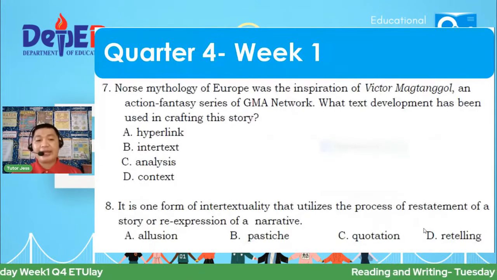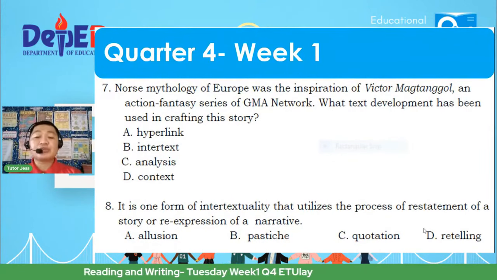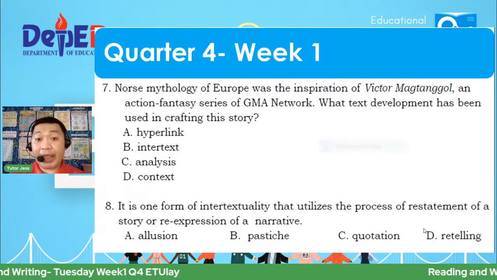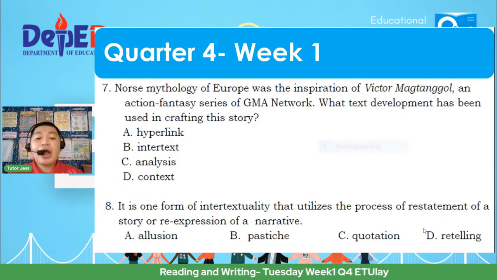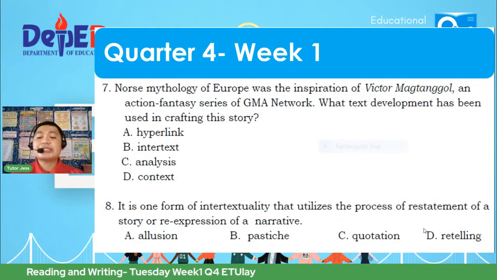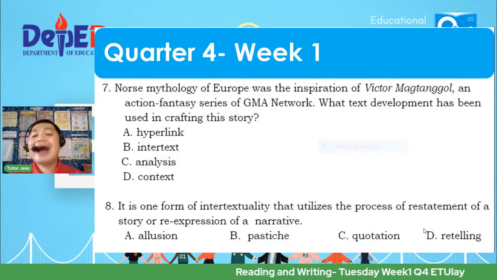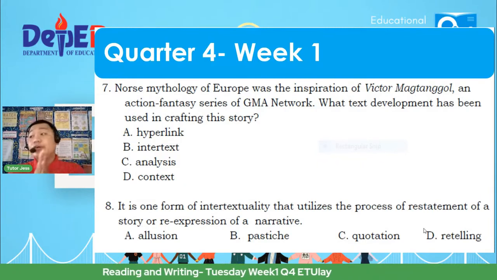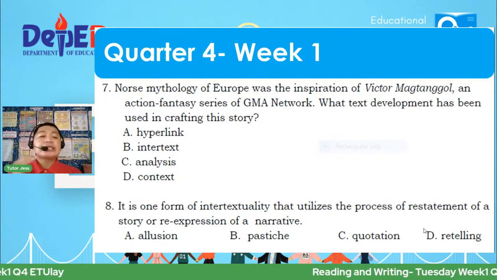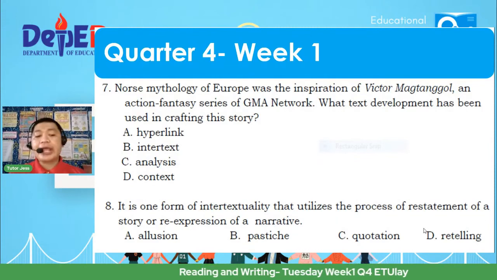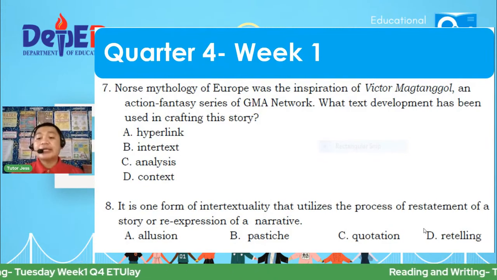Alright, number 7 and 8. Norse mythology of Europe was the inspiration of Victor Magdangal, an action fantasy series of GMA Network. What text development has been used in crafting this story? Number 8. It is one form of intertextuality that utilizes the process of restatement of a story or re-expression of a narrative. So tingnan natin ang ating answer. For number 7, A, hyperlink, B, intertext, C, analysis, D, context. Okay? Number 8, A, allusion, B, pastiche, C, quotation, D, retelling.